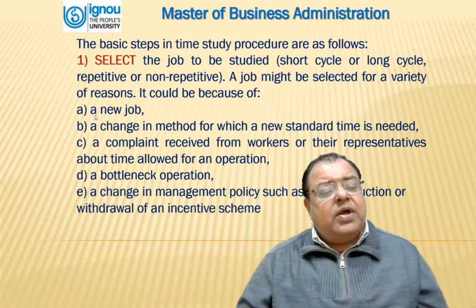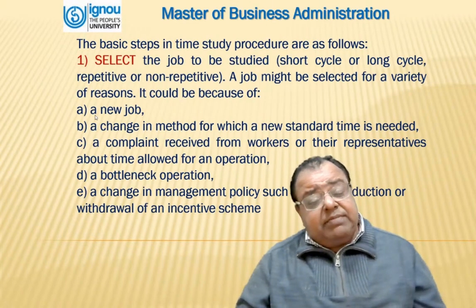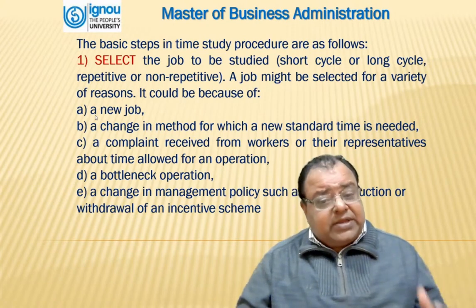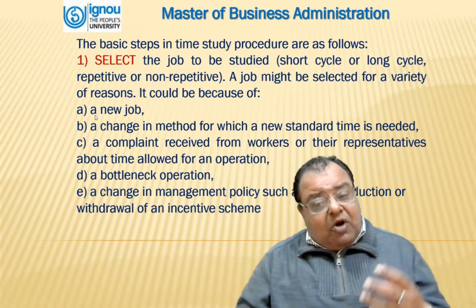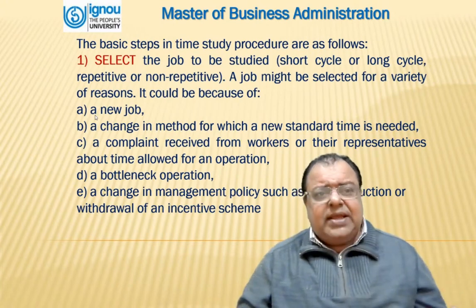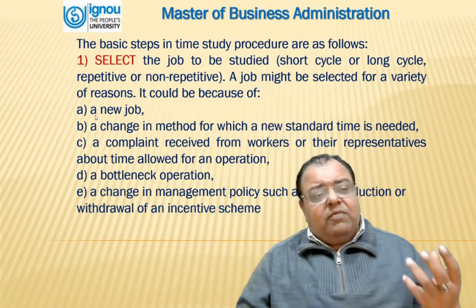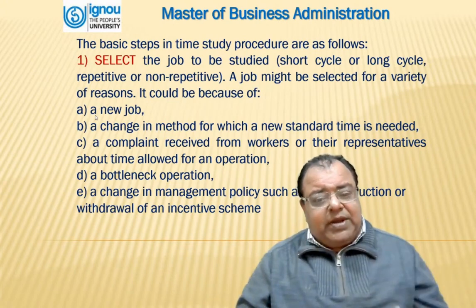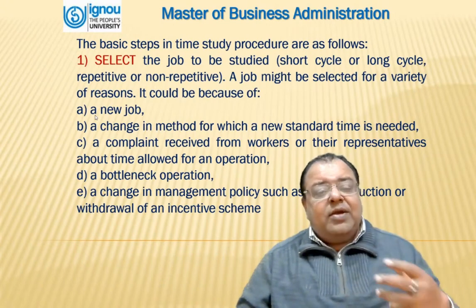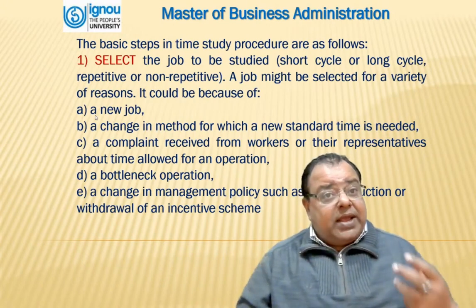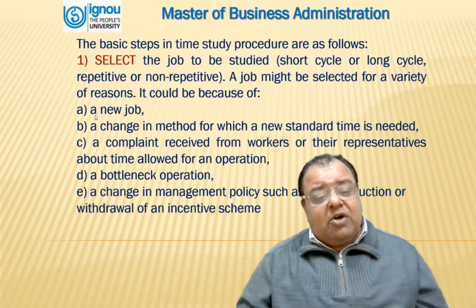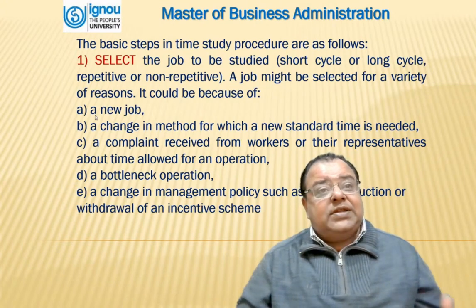It could be because of a new job, a change in method for which a new standard time is needed, or a complaint received from workers or their representatives about the time allowed for the operation. The worker can say that the time you have given for completing a particular job is either too high or too low. It could also be a bottleneck in operations, or a change in management policy, such as introduction or withdrawal of an incentive scheme.